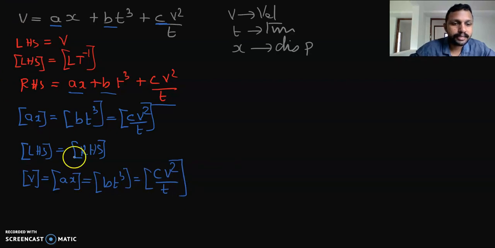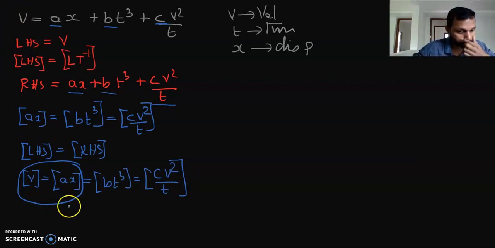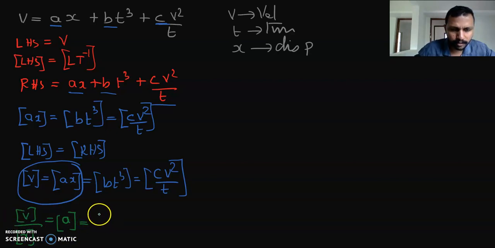Let us initially take this portion. The dimensional formula of v is equal to the dimensional formula of ax, from which the dimensional formula of a is the dimensional formula of v divided by the dimensional formula of x. The dimensional formula of v is LT⁻¹, and that of x is L. Therefore, L and L get cancelled, leaving T⁻¹. This is the dimensional formula of a.